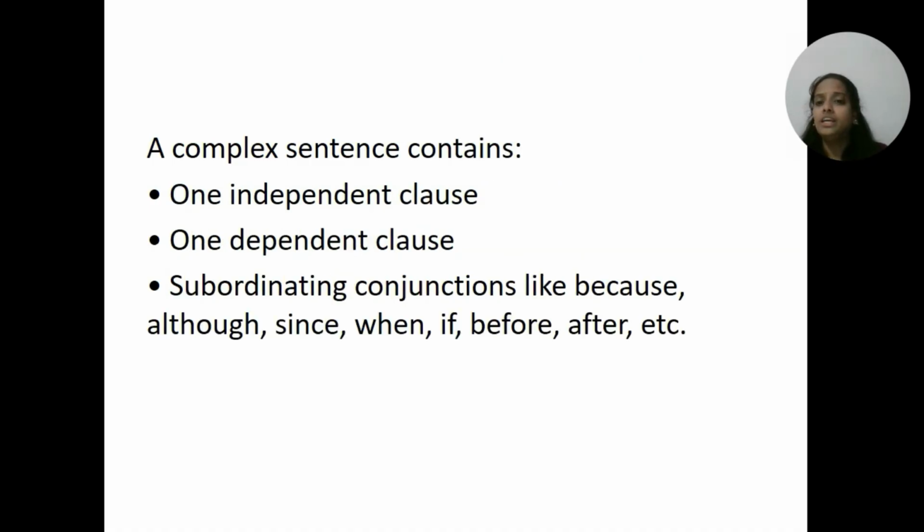Okay, so when we say a complex sentence, it means it should contain one independent clause, a sentence that can stand alone, and one dependent clause, a sentence that cannot stand alone, connected with subordinating conjunctions like because, although, since, when, if, before, after, etc. So think of it like this: independent clause, the adult; dependent clause, the kid. The kid cannot walk alone, right? They need the adult. Imagine it in this way, okay?